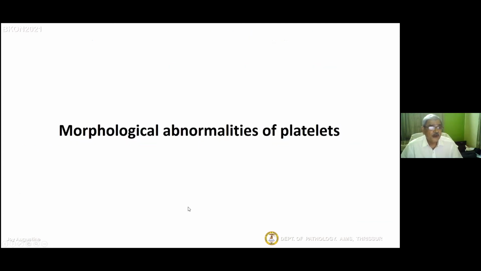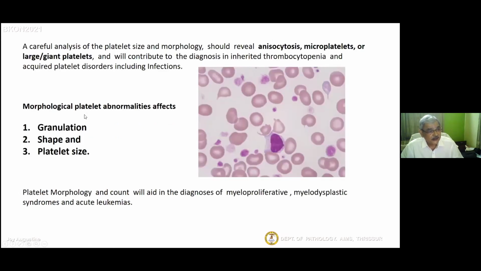Now, what are the morphological abnormalities of platelets? There are three: granulation abnormalities, shape, and platelet size. Shape is not so common, in the sense that platelets can assume oval shape, thread-like appearance, etc., but they may not be very specific. And this platelet morphology is extremely important in the diagnosis of myeloproliferative and myelodysplastic syndromes.